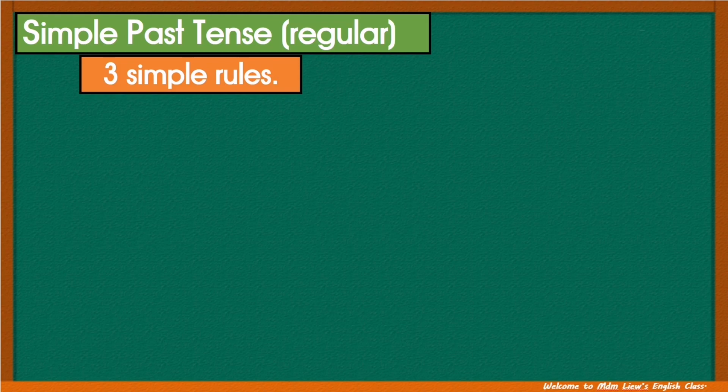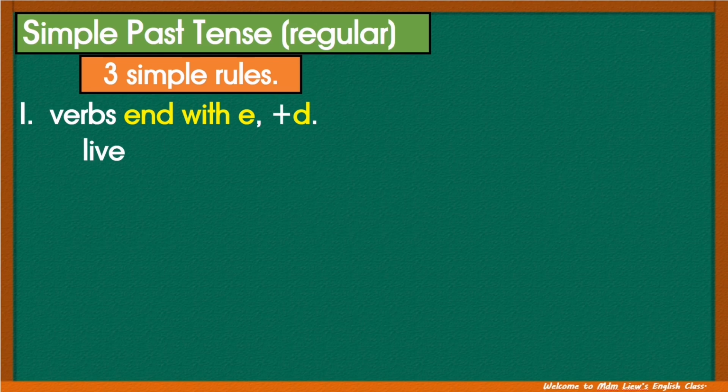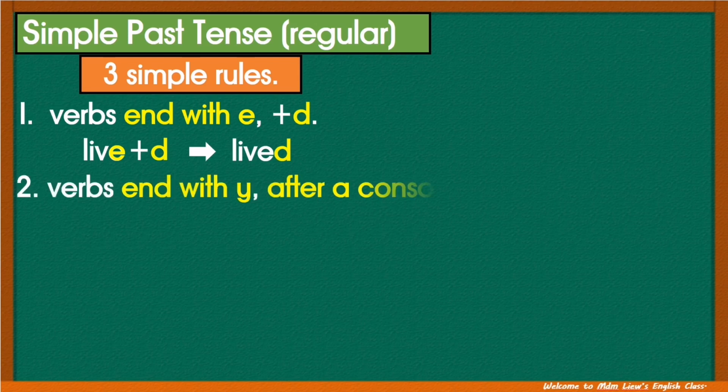Now, let's revise the 3 simple rules to change the verbs to the simple past tense in regular form. First rule: verbs that end with the vowel E just add a D. Example: live. The verb live ends with the vowel E, so you need to add a D. It becomes lived. L-I-V-E-D, lived.